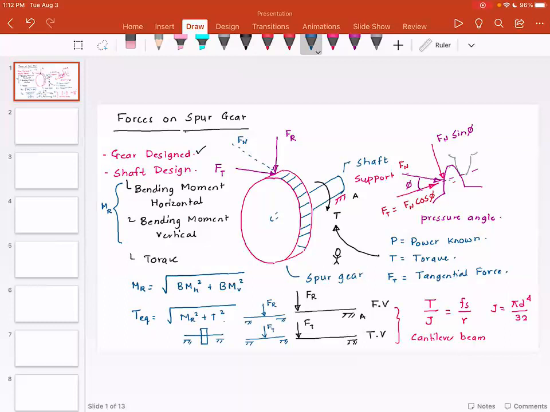So I'm going to work out a problem wherein I would like to start from the beginning, design the gear, and then we can proceed to the shaft design. So let me look at a gear problem, wherein we can proceed maybe to shaft design.